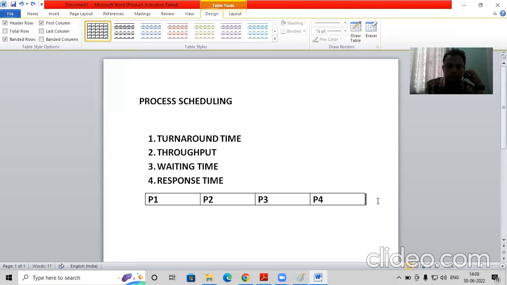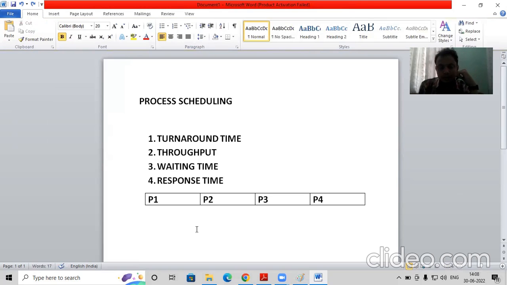Now, how do we manage the time given to the CPU? That is, which process will get CPU time? Whether P1 will get time first, or P2, or P3, or P4. That is determined by some algorithm. So there are some algorithms that can be adopted by the operating system to decide which process will be given to the processor to run.